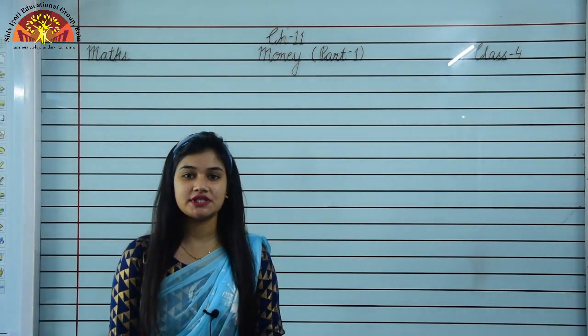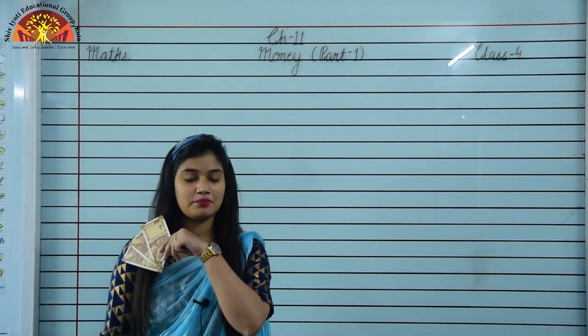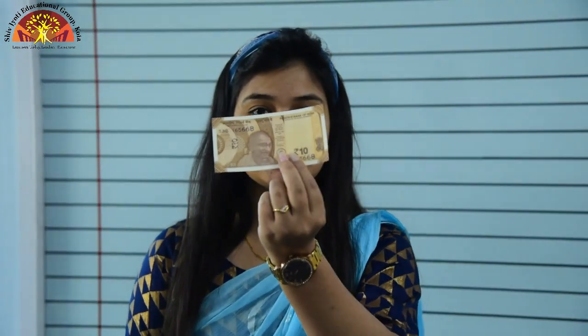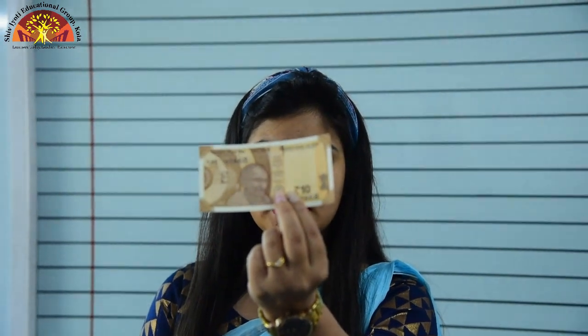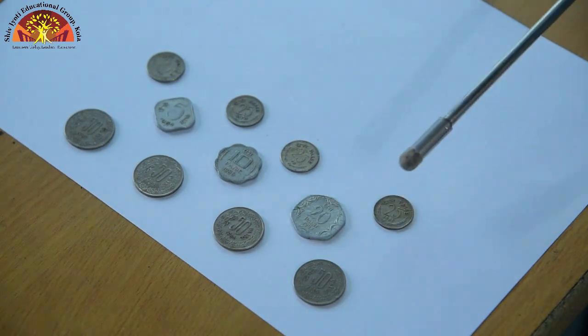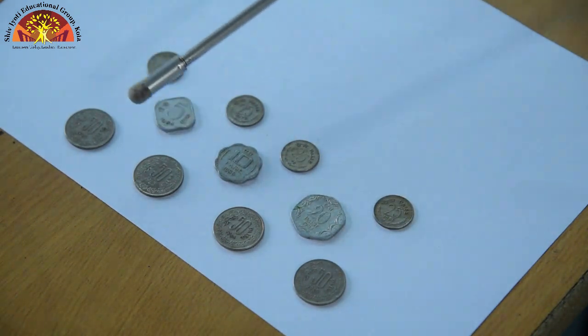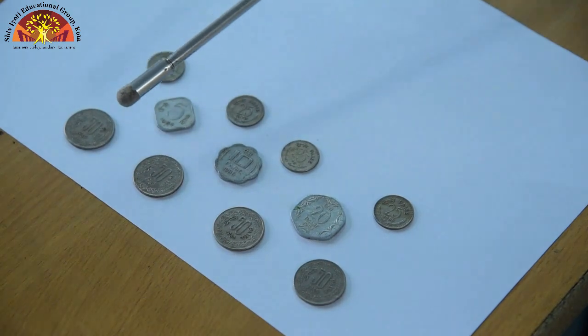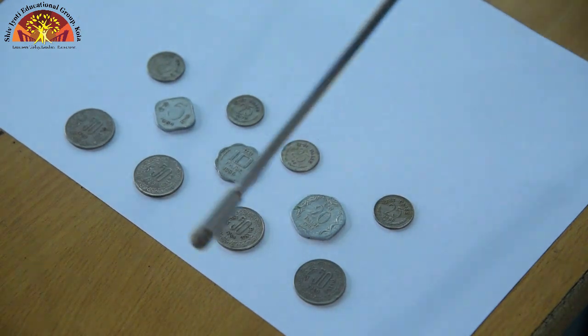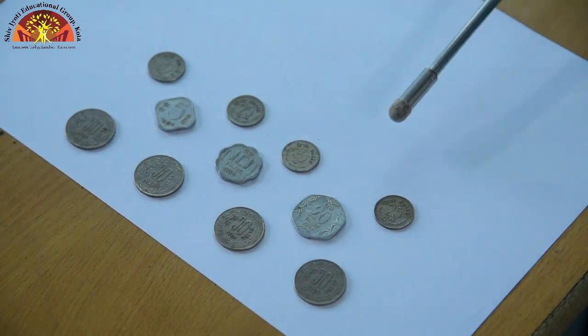Today we will start chapter 11, that is money. In this chapter we will study about money. As you can see, students, this is a 10 rupee note, and this is the sign of rupee. Is it clear? And these are some coins which are known as paisa: 50 paisa, 5 paisa, 10 paisa, 25 paisa.